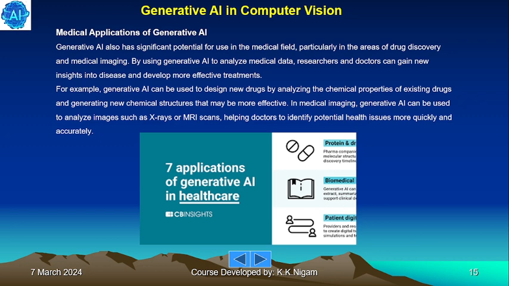develop more effective treatments. For example, generative AI can be used to design new drugs by analyzing the chemical properties of existing drugs and generating new chemical structures that may be more effective. In medical imaging, generative AI can be used to analyze images such as X-rays or MRI scans, helping doctors to identify potential health issues more quickly and accurately.